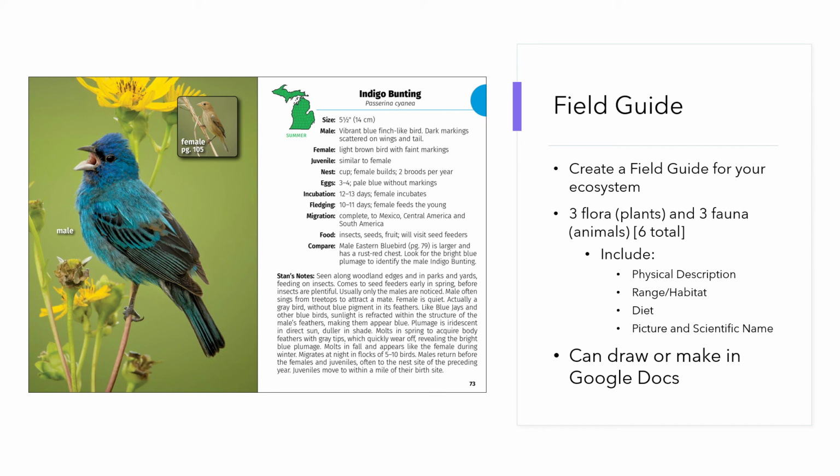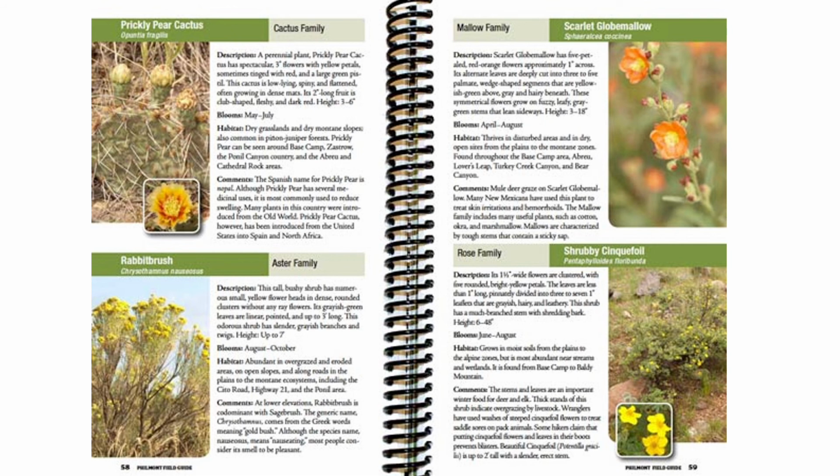Okay, so the next slide, this one's describing a little bit of plant ones. Okay, so these are all plants that are actually in our area. This is a field guide for northern New Mexico, so it's pretty similar to what we've got around here. We have prickly pear, rabbit brush, scarlet globe mallow. I haven't heard of shrubby cinquefoil. I've seen it, I think, but I haven't heard of it before.